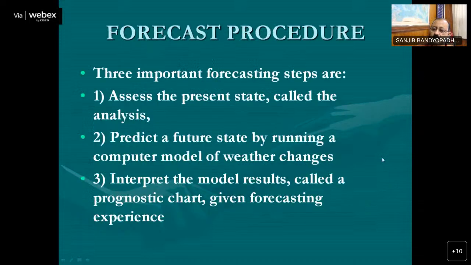So what is the procedure, how are we issuing a forecast? For any forecast, we have to understand the initial state of the atmosphere, that is called the analysis, that is, assessing the present state. If we know the present state, only then can we predict the future. So all observations are taken and analysed, that is called the present state. Second, predict the future state by running a computer model. And third is the interpretation of the model result.